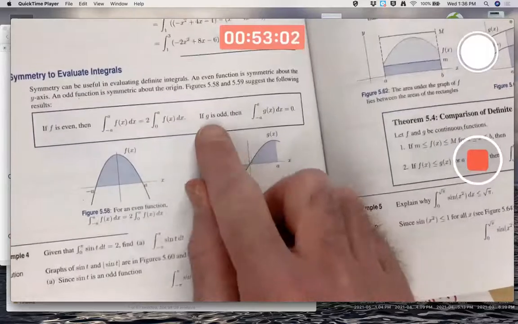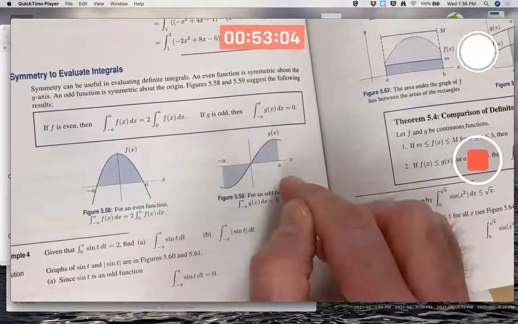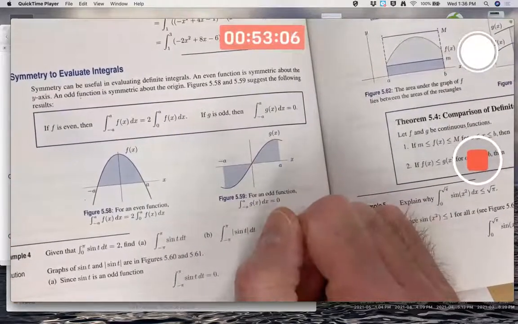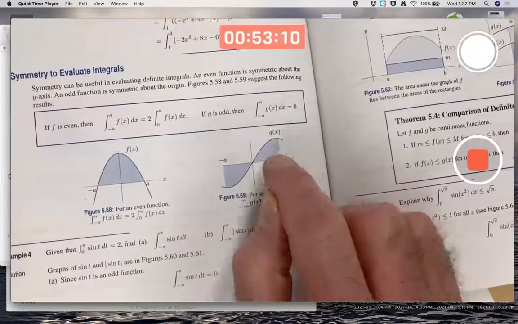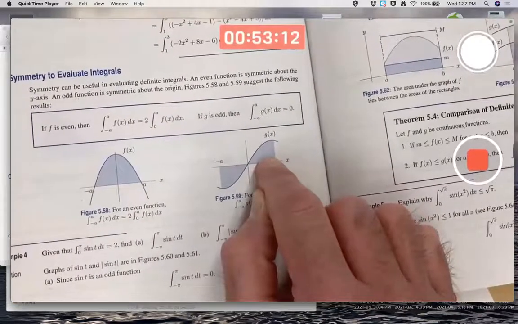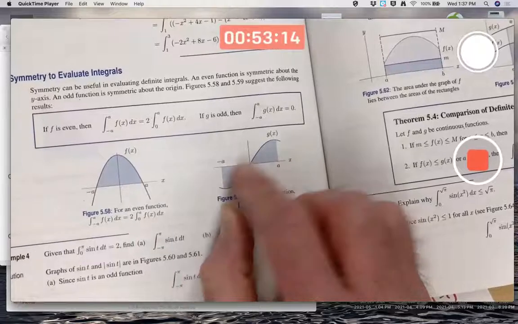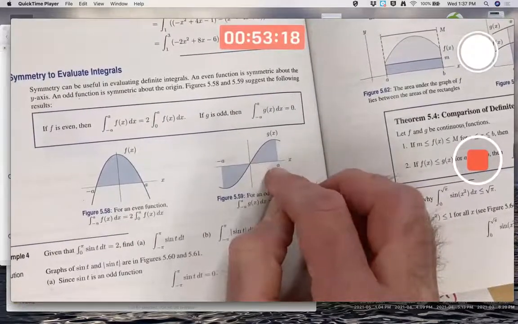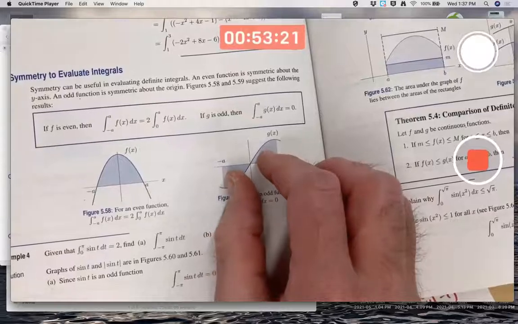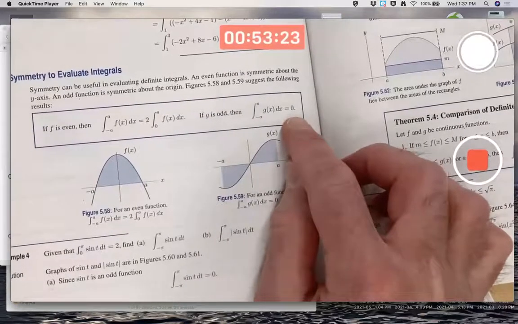On the other hand, if g is an odd function, like this, it's got origin symmetry. The integral from negative a to a is going to be 0 because this area contributes positively to the integral and this one contributes negatively. And they have the same area because I'm going from negative a to a. Therefore, they have to cancel each other out and the integral is 0.